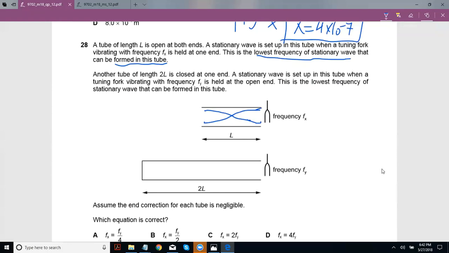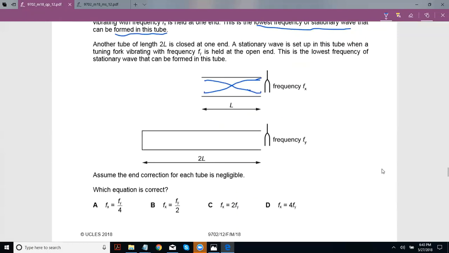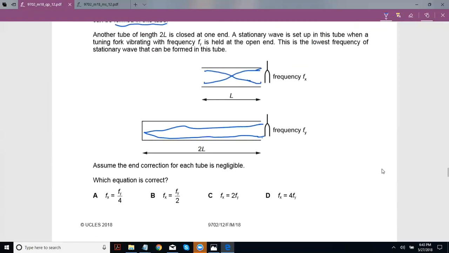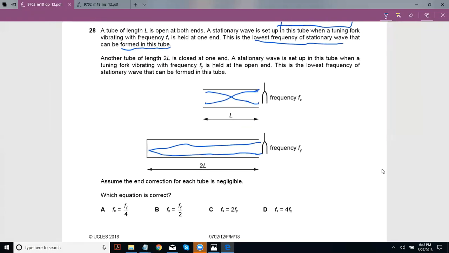Another tube of length 2L is closed at one end. A stationary wave is set up in this tube when a tuning fork vibrating at frequency fy is held at the open end. This is the lowest frequency of stationary wave that can be formed in this tube. So how will it be? An antinode at the open end and a node at the closed end, something like this. Excuse the bad drawing. Assume the end correction for each tube is negligible. Which equation is correct? So if we try to look at lambda here, maybe from that we can figure it out.